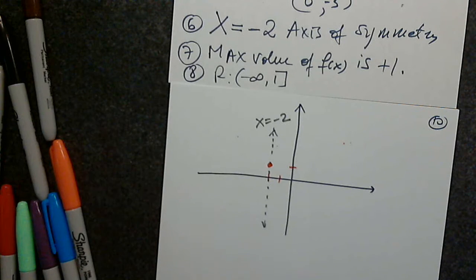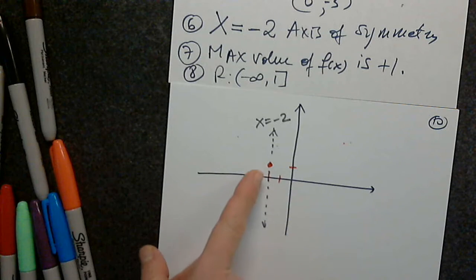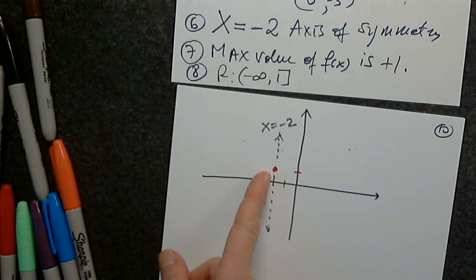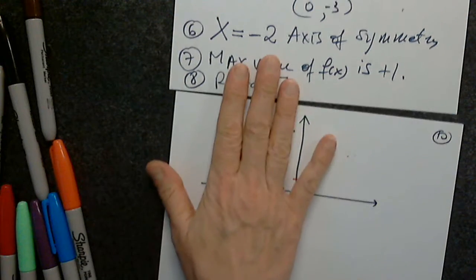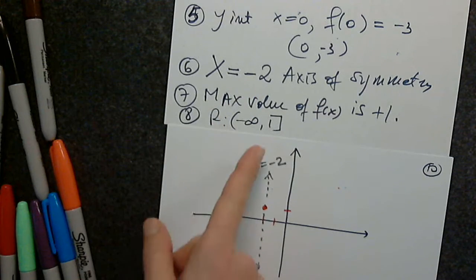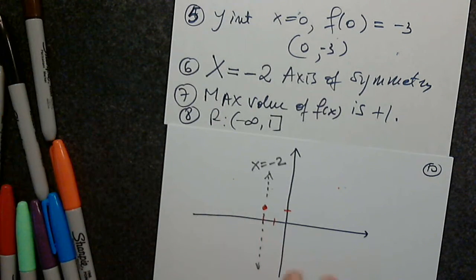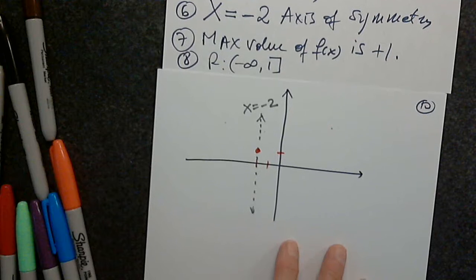Hold on a sec. What did you just write first? Negative 2, 1, the vertex. What is x equals negative 2? That's the axis of symmetry, the vertical line through the vertex. Everyone else, any questions? Okay, then we go back.